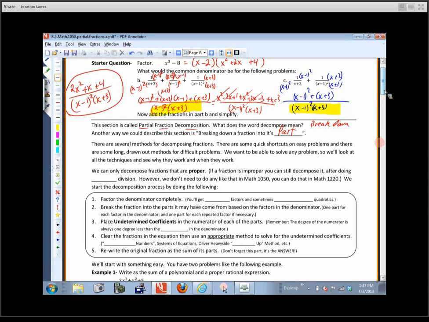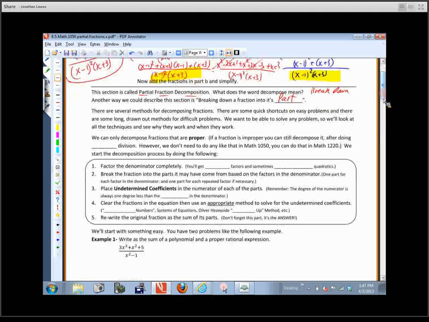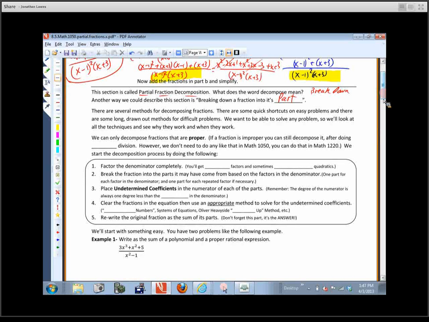There are several methods for this. There is a shortcut for the fairly easy ones, but there are ones that we're going to run into where there's no shortcut. You need to understand how to do these the long way. So I'm going to show you several different methods to do these.